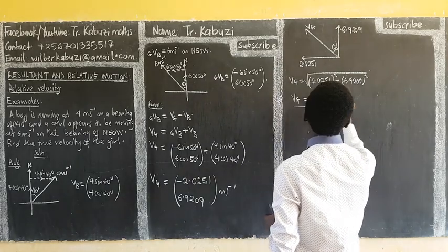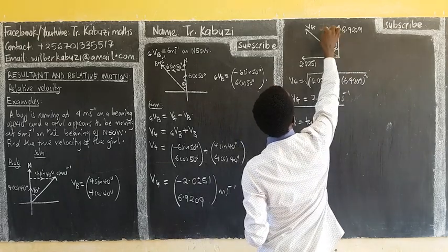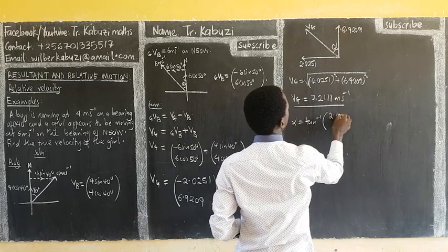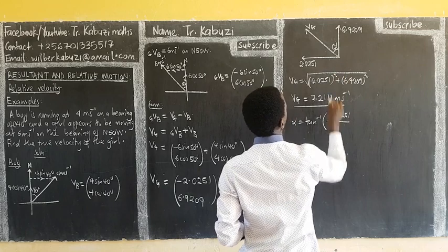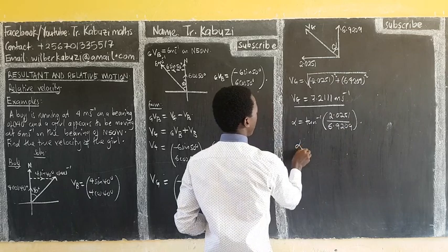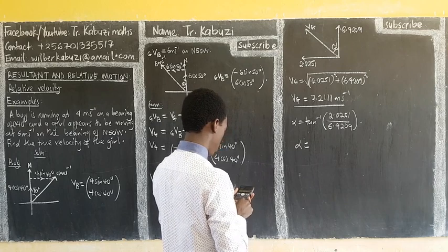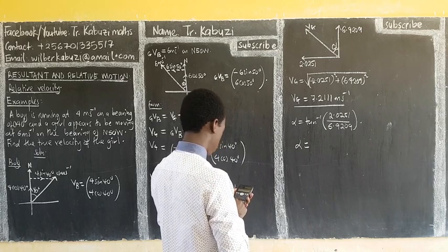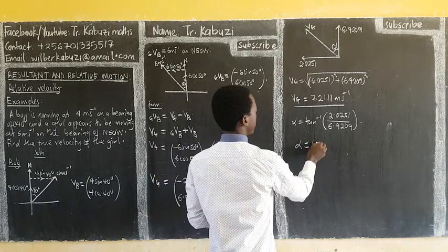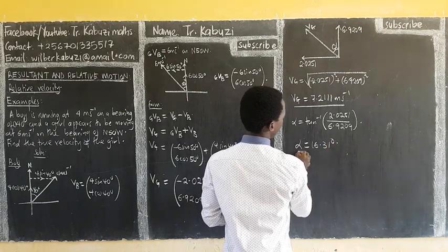So then the angle, our alpha is going to be tan inverse of the opposite over adjacent. So our opposite is this 2.0251 over 6.9209. So our alpha there is going to be 16.31 degrees.